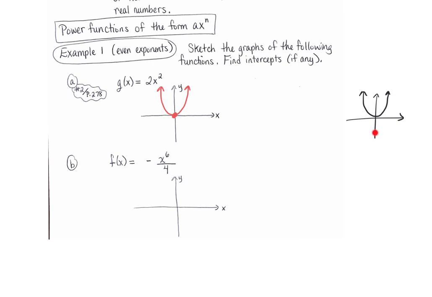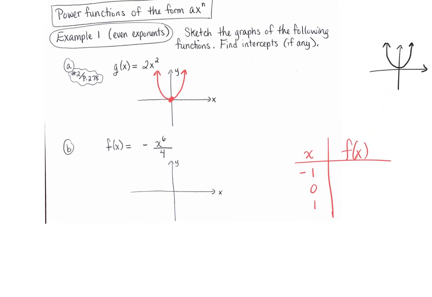You can always, if you want to, plot a few points to help you. Would you like to see points plotted? Yes or no? Yes? Okay. So let's do that. So here you have, in your problem, x and f of x. If you want to take -1, 0, and 1, you can choose any numbers that you would like to. Right now, we're just trying to get an idea of what our graph is going to look like.